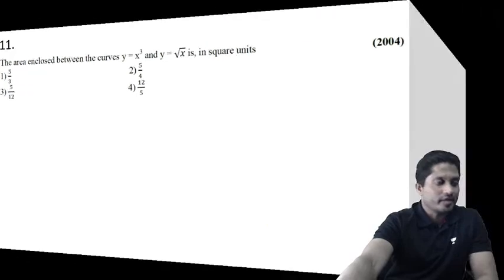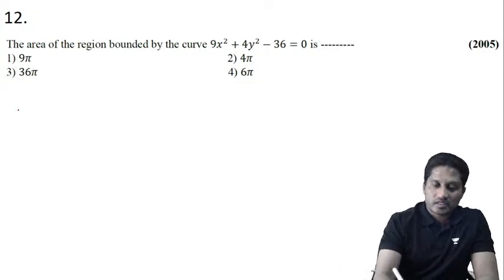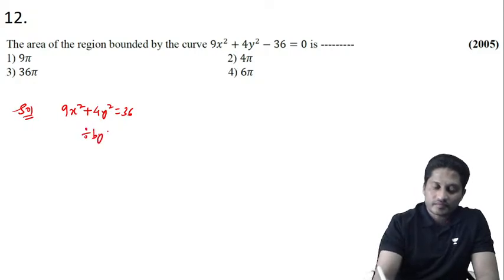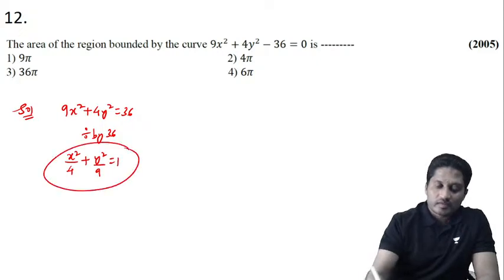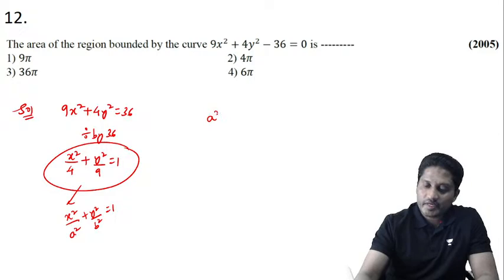Alright, let me do one more question, guys. Area of the region bounded by this curve. So it's actually an ellipse, right? 9x square plus 4y square is equal to 36. If you divide by 36, you will get x square by 4 plus y square by 9 is equal to 1. This is of the form x square by a square plus y square by b square is equal to 1. If you compare, you get a square is 4 and b square is 9. That is, a is equal to 2, b is equal to 3.